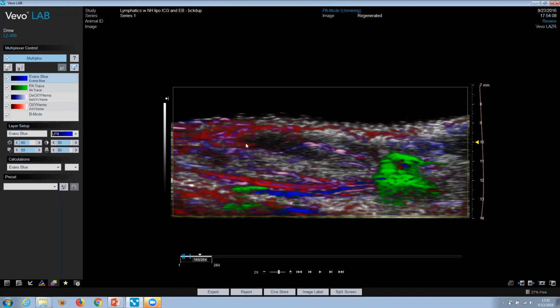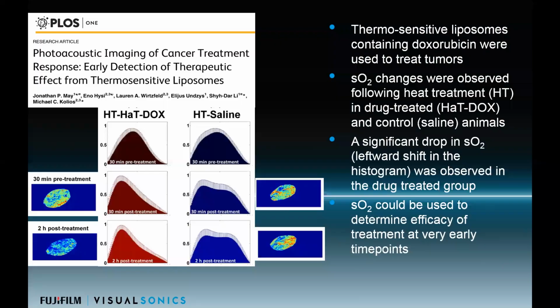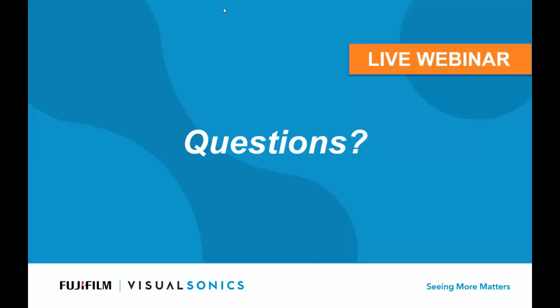So that importing and exporting of curves in CSV and other formats is new with the 3.2 software. All right, great. Thanks, Drew. So that wraps up the presentation part. We'll get over now to some questions. So just bear with me for a second.